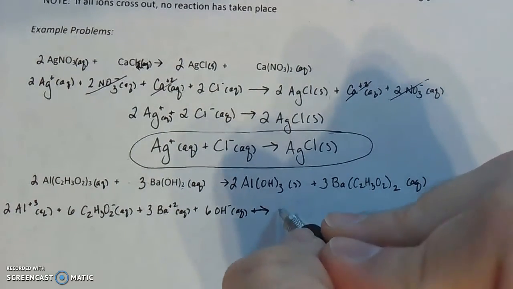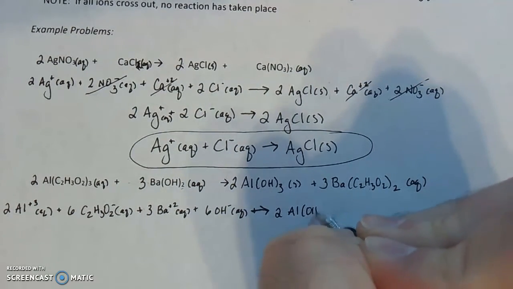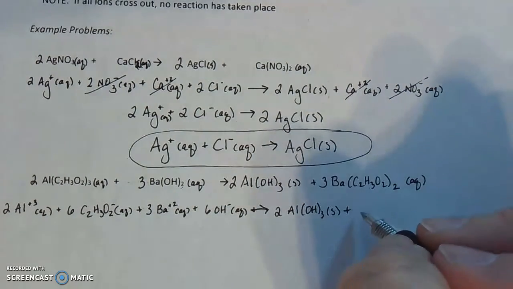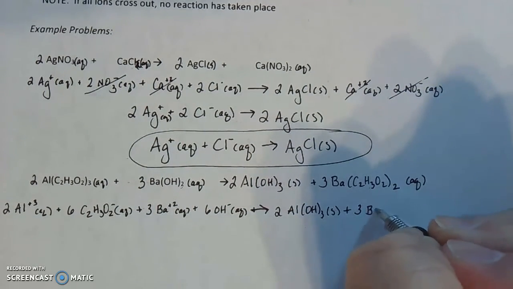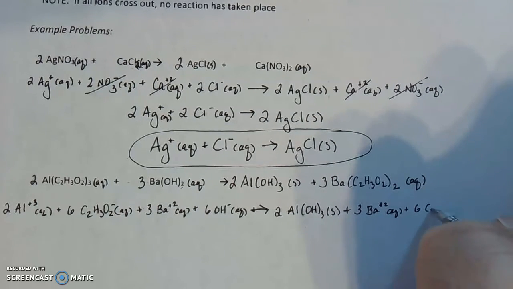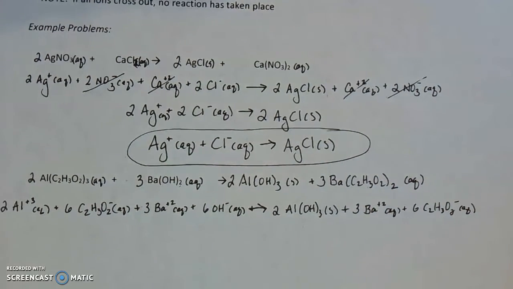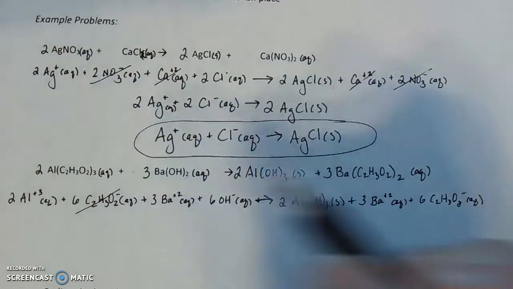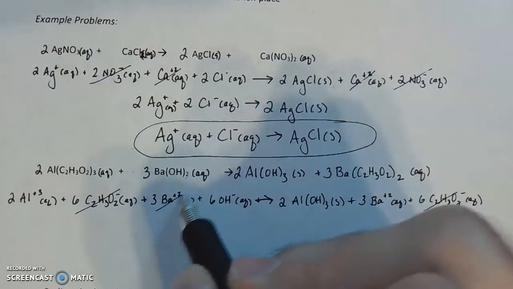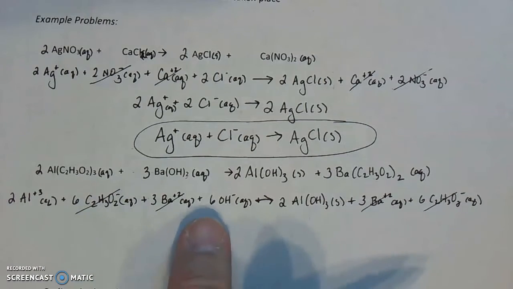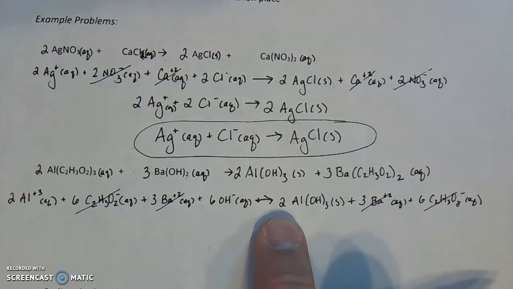Draw our arrow. The Al(OH)3 does not break down because we have an S after it, but the barium compound does, so we get 3 Ba2+ AQ plus 6 acetate ions that are aqueous. So now we just have to cross out things. So the acetates cross out, the bariums cross out. Now, if you notice, we have 2, 6, 2 left over.